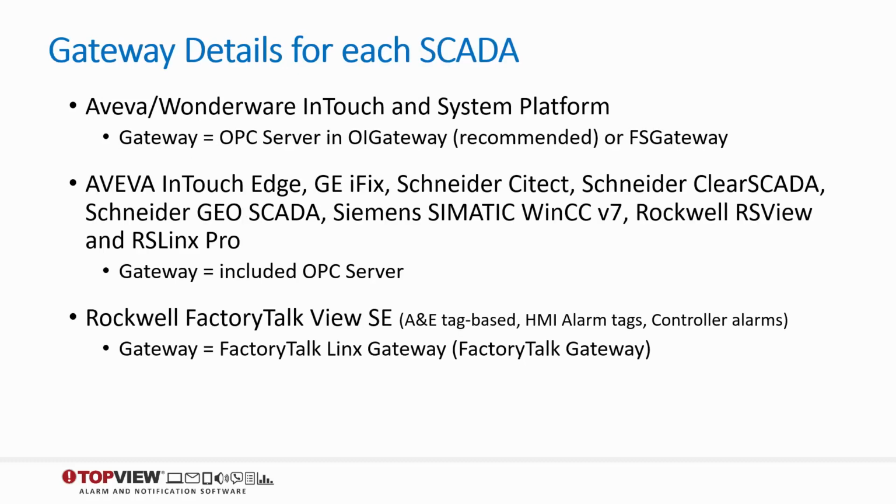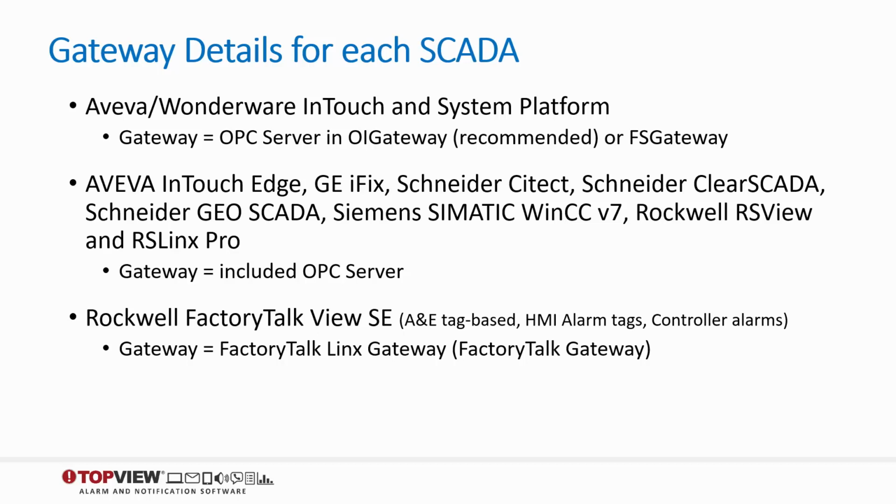We recommend installing TopView on the same machine as the gateway. This will reduce connection issues between TopView and the OPC server. If you're comfortable with the configuration of remote OPC connections, TopView and the gateway can exist on separate machines. For Aveva InTouch and System Platform, the gateway is the OPC server in OI Gateway or FS Gateway. If this gateway is not installed, you'll need to install it before proceeding.